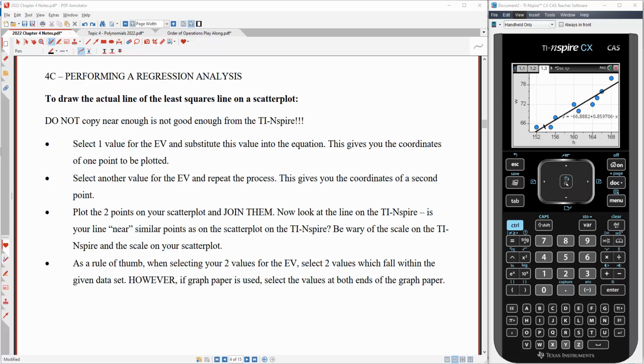Given a scatter plot, how do I actually put that line on there, along with performing what we call a full regression analysis? So without further ado, let's get stuck into it.